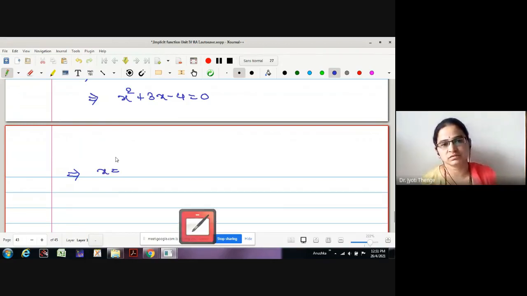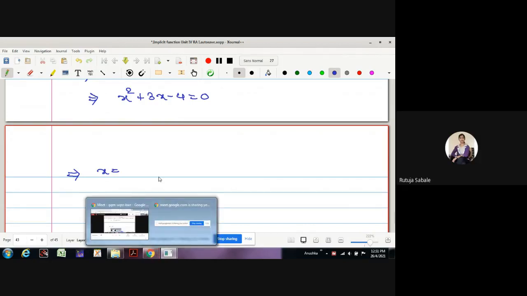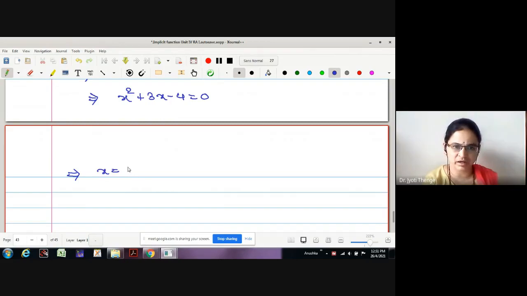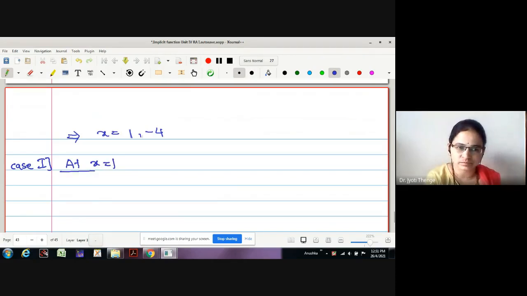Students, what are the roots of this quadratic equation? Hello? Am I audible clearly? Plus 4, minus 1. Yes. 1 and minus 4. Now we have obtained 2 points. Right? Therefore, what will we do? We will write it into 2 different cases. First case, I will write at x equal to 1.